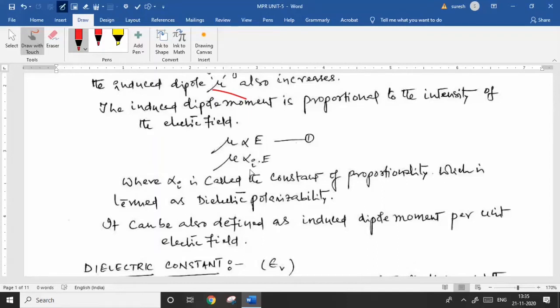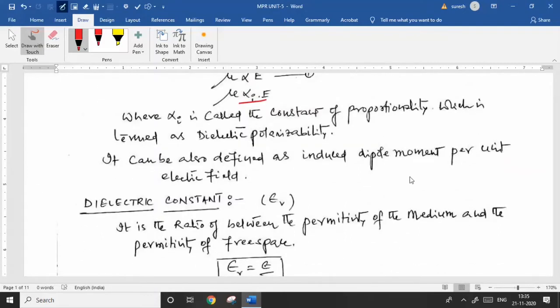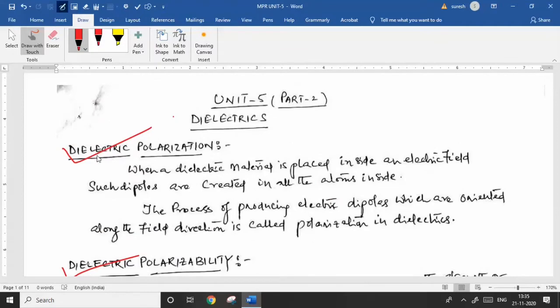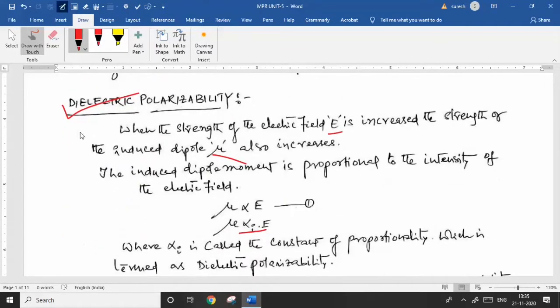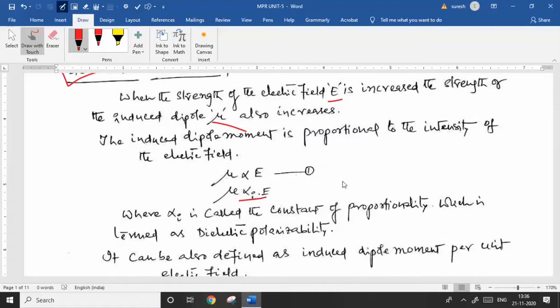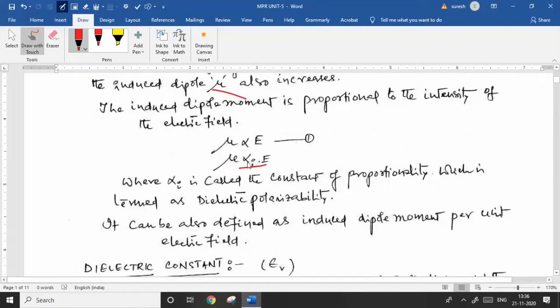To remove this proportionality, I would put in a proportionality constant. So mu is directly proportional to E, therefore mu is equal to alpha into E. This alpha is called the constant of proportionality, which is termed as dielectric polarizability. It can also be defined as the induced dipole moment for unit electric field. So these are the two definitions: dielectric polarization and dielectric polarizability. Dielectric polarizability explains the nature of the substances. If the strength of electric field E of any substance increases, the strength of the induced dipole mu also increases. So mu and E are directly proportional quantities, interlinked with each other.